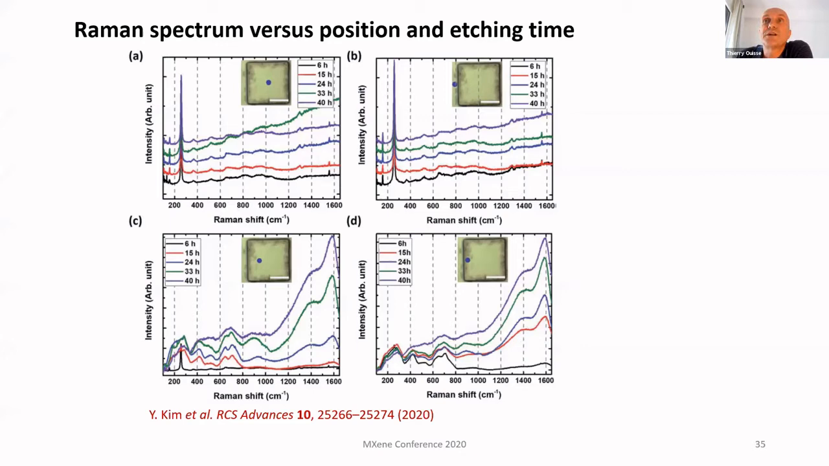An additional important point is given by inspecting the spectra in the infrared energy range, here, where we can detect two peaks which are characteristic of carbonization. This contribution clearly increases with time, and it's important because it indicates that if etching time is too long, then we also graphitize the MXene layers.